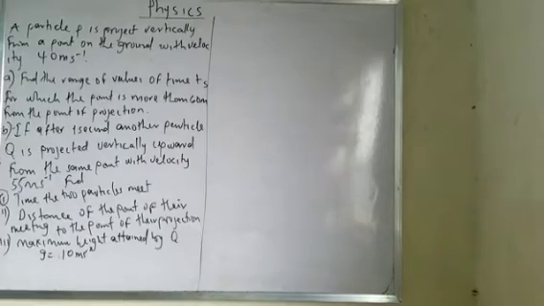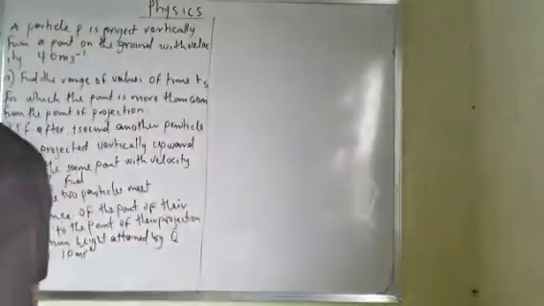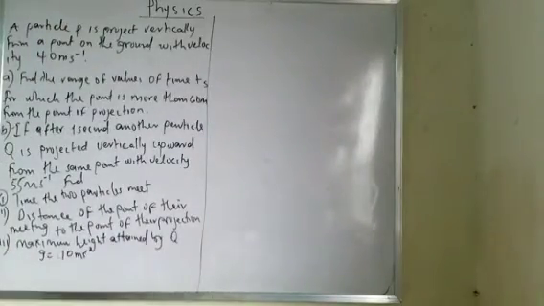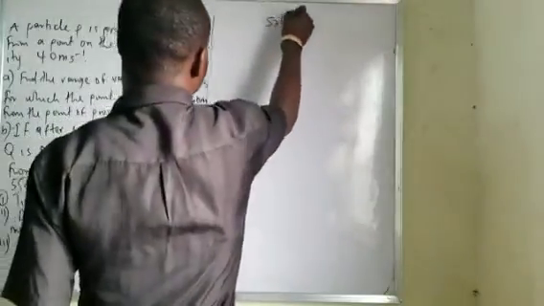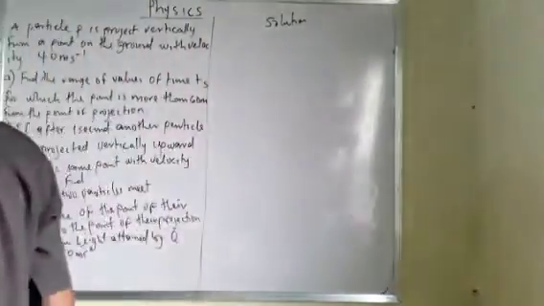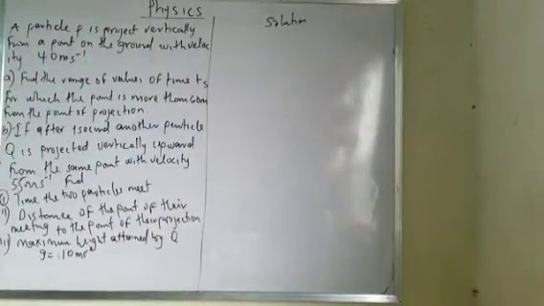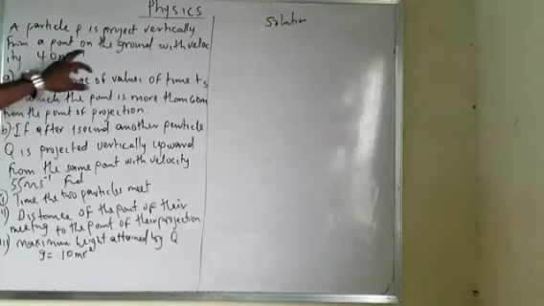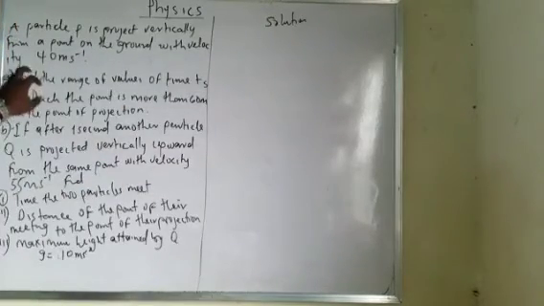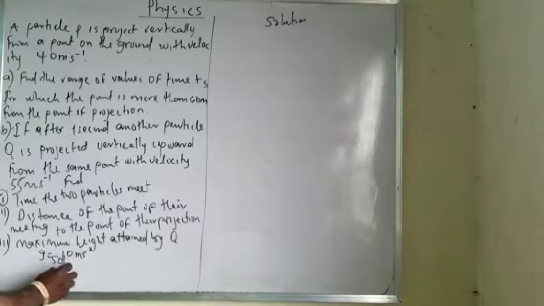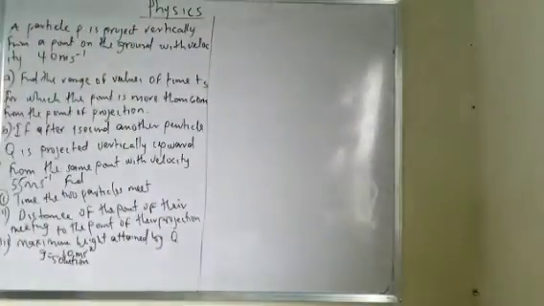Now look at this question. It's a very powerful one that you can see anywhere. Now, how do I solve this question? There are two things we are talking about here, two bodies. One, a particle P is projected vertically from a point on the ground with a velocity of this. First, let me do some analysis of the solution to this problem.